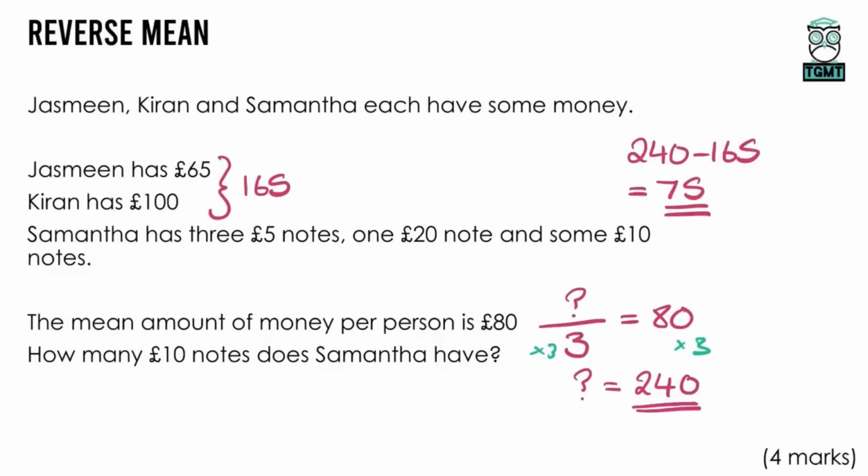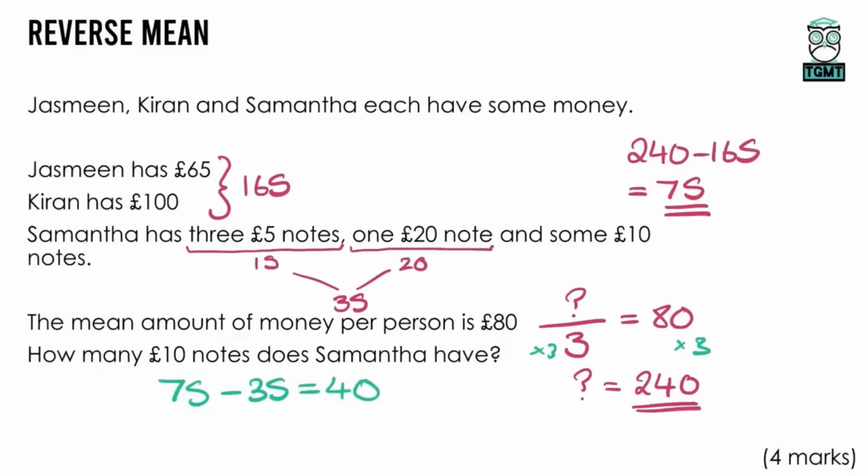So Samantha has £75. Now, if we have a look at how much she has at the moment, she has 3 £5 notes, that's £15, 1 £20 note, so £20, and some £10 notes. Well, together, these add up to £35. So in terms of Samantha's money, when we know that she has to have £75, well, £75 take away £35 leaves Samantha with £40.